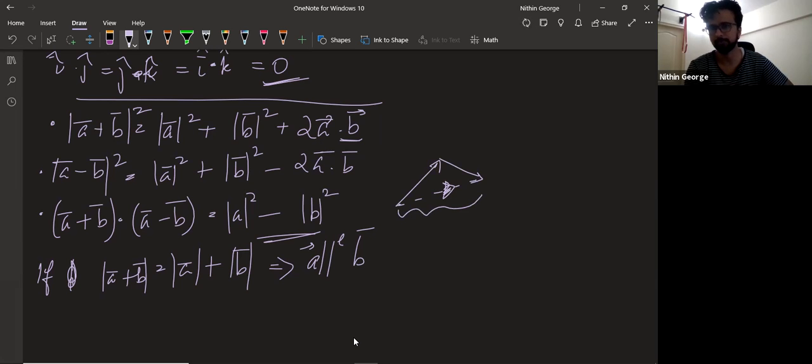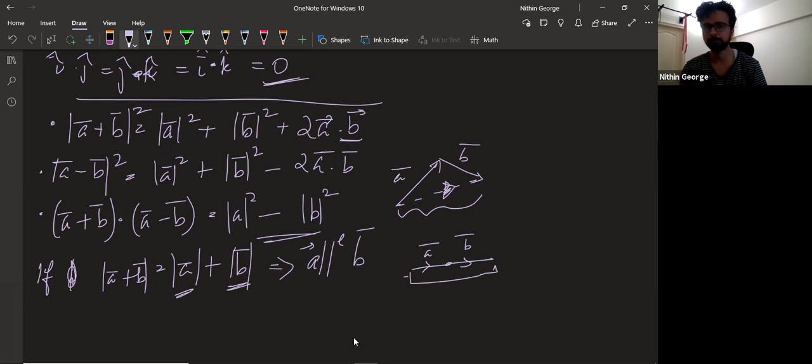You're forming a triangle. The third side of the triangle will be lesser than the sum of the other two. When is it equal to the sum of the other two? When I say A plus B, it refers to the third side of the triangle with vectors A and B. Here it is equal to the sum of the first two sides of the triangle. So A should be along this path and B should be along this path, and together you get A plus B, that is mod A plus mod B. That is why I'm saying A will be parallel to B.